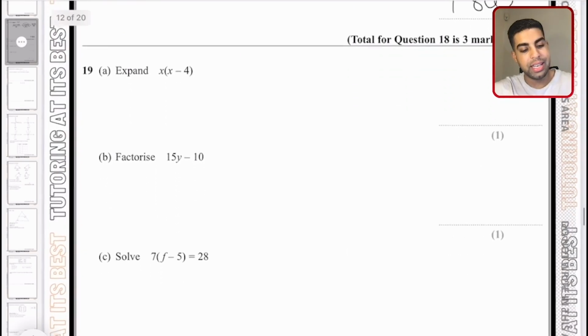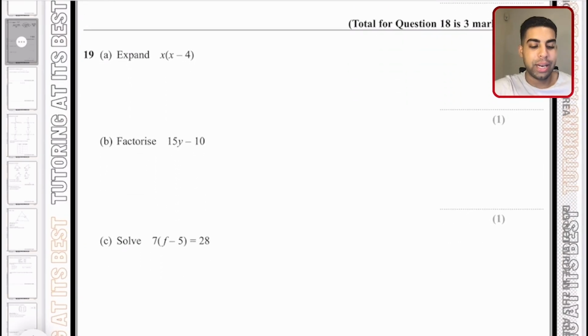Amazing. Question 19. Expand the brackets. So again, let's go ahead and multiply x by x, which gives us x squared, and then x into minus 4, which gives us minus 4x. And then now we do the opposite.